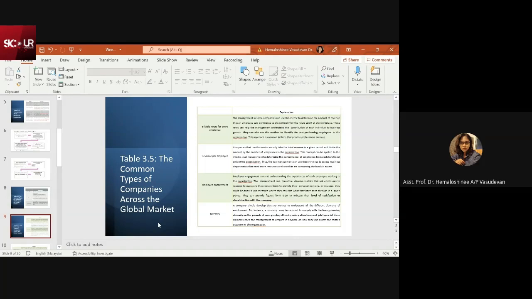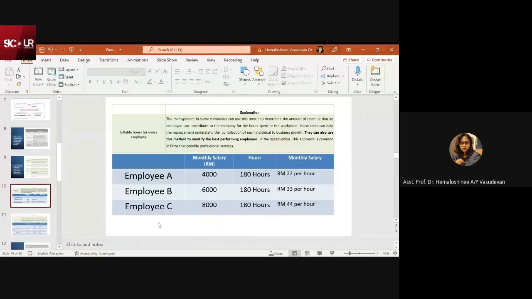Diversity: a different culture, a different age, a different gender. Can you work with them or not? Different salary, location, job type, all are different. In these situations, you can engage with the employees in the organization according to the rules and procedures. They will see all these as common types of company across the global market.